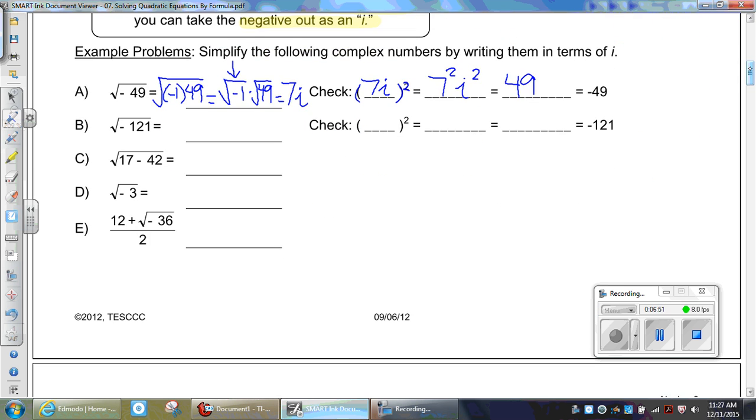So right here, going back, i squared is equal to -1, and if we multiply 49 times -1, that's how we get -49. Okay, next problem, the square root of -121. So we're going to factor the square root of -1 times 121. Here we could break this down as the square root of -1 times the square root of 121. The square root of 121 is 11. Square root of -1 by definition is i.